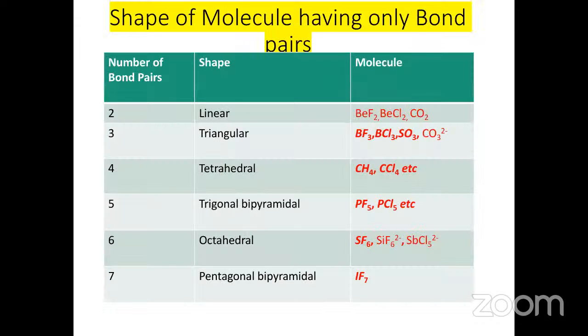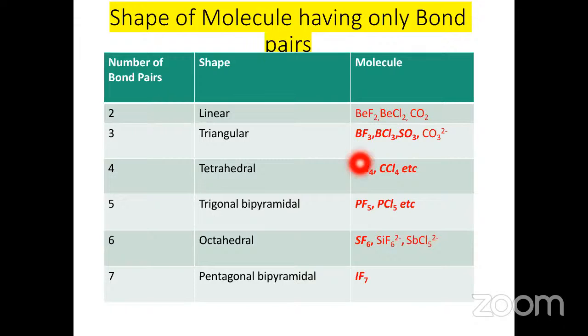Then the shapes of molecules having only bond pairs. If the compound contains two bond pairs, then the shape is linear. These are examples of linear. Next, if the compound contains three bond pairs, then the shape is triangular. These are examples. And if the bond pairs are 4, then the shape is tetrahedral. These are examples of these shapes.